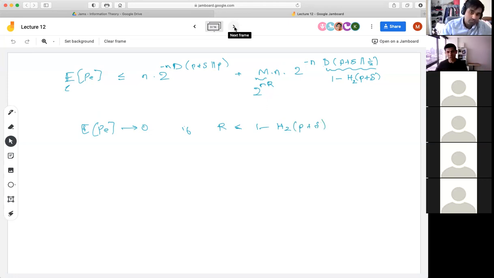This is almost what we wanted to prove. We wanted the binary entropy of p, and that would be the capacity of the binary symmetric channel. But delta is arbitrarily small, or we can take delta to be as small as we want. In particular, it suffices to take r less than 1 minus the binary entropy of p minus epsilon, and this epsilon will depend on the continuity parameter for the binary entropy function.